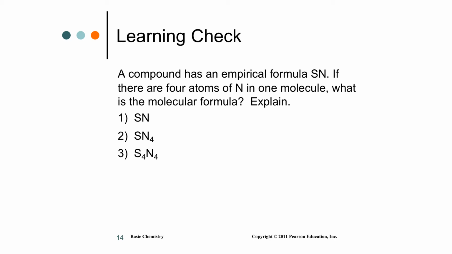A compound has an empirical formula SN. If there are 4 atoms of nitrogen in one molecule, what's the molecular formula? Well, I know that it's a 1-to-1 relationship. SN is 1-to-1. If I have 4 nitrogen, I also have to have 4 sulfur, and so it has to be number 3.